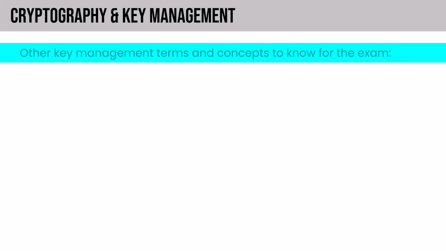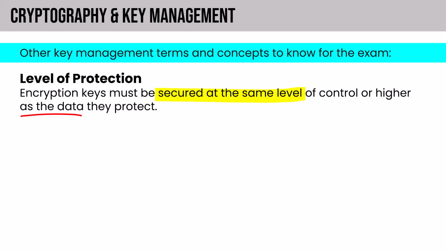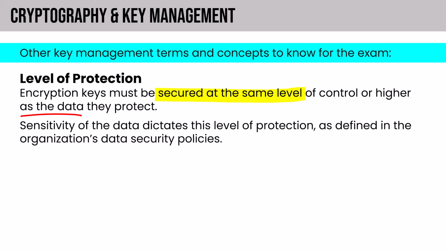There are some other key management concepts we should touch on. So, level of protection. Encryption keys must be secured at the same level of control or higher as the data they protect. And the sensitivity of the data is what dictates this level of protection. It's defined in the organization's data security policies. And when we're accessing that data, the system we are accessing the data from must be secured at the same level as the data as well.